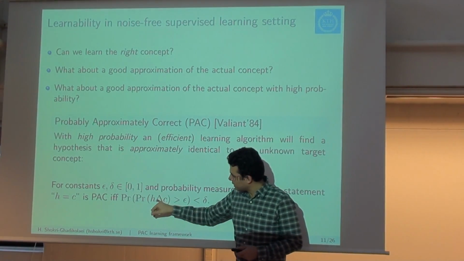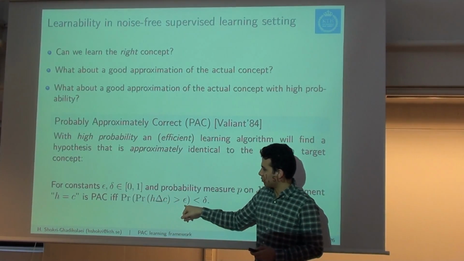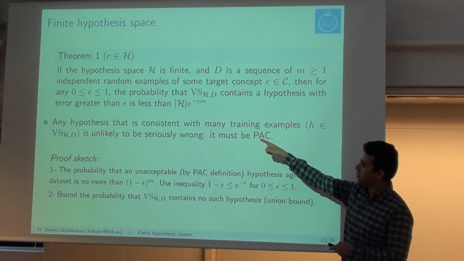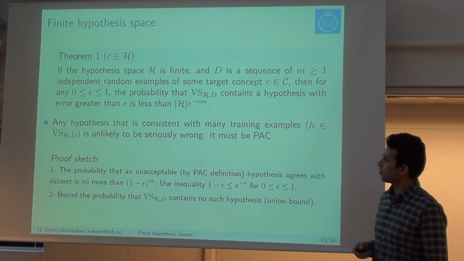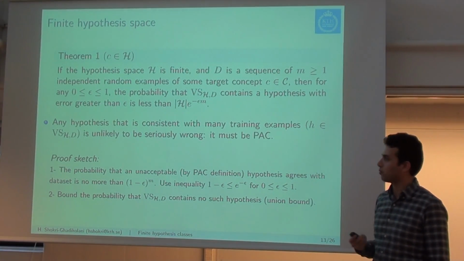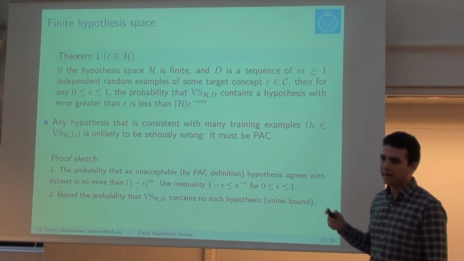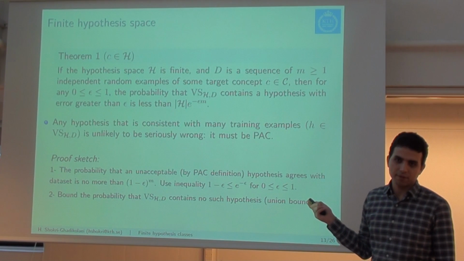So it says that the probability of having a function here that gives you error greater than epsilon is smaller than this value here, where H is the cardinality of the set of your hypotheses, and M is the number of samples. So now we are happy with this. Are we happy with this or not?